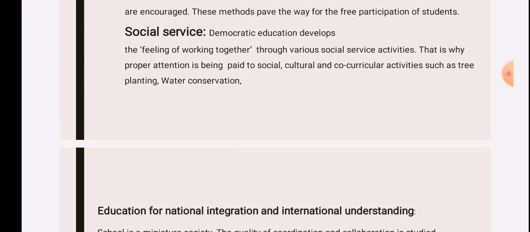Then social service. Democratic education develops the feeling of working together through various social service activities. That is why proper attention is paid to social, cultural, and co-curricular activities such as tree planting and water conservation. In social service, education is not just imparting basic knowledge or textbook reading. Actually, education is changing the behavior.